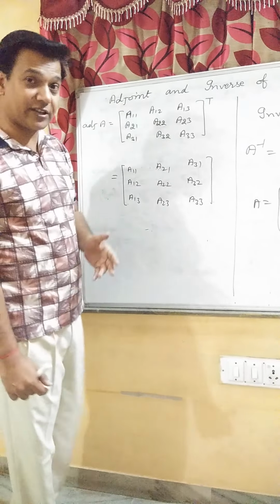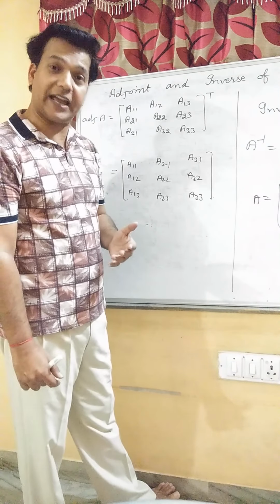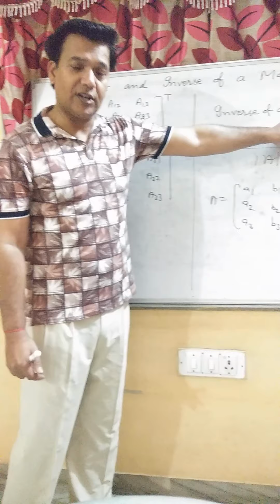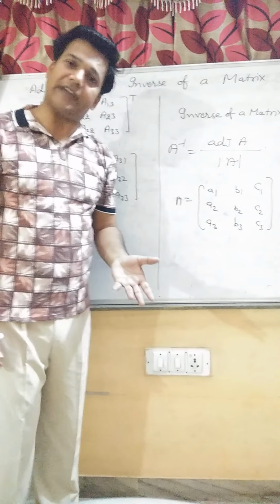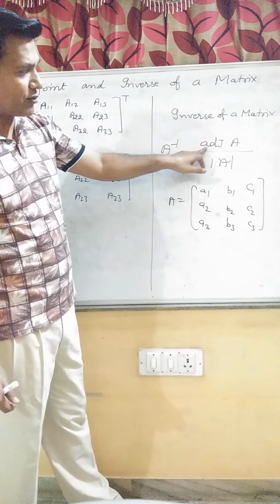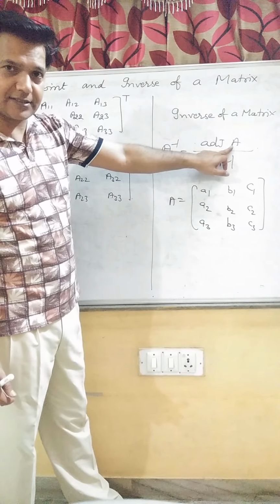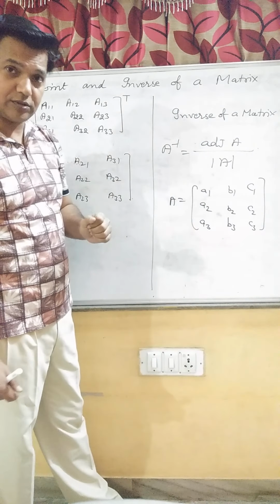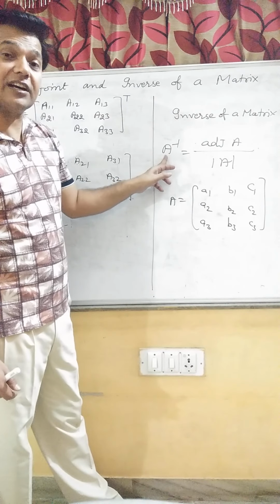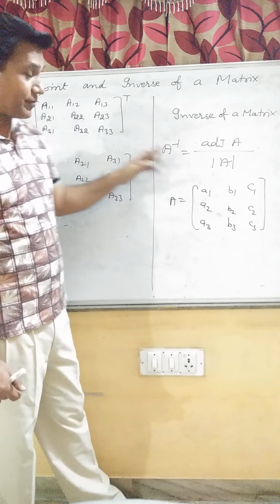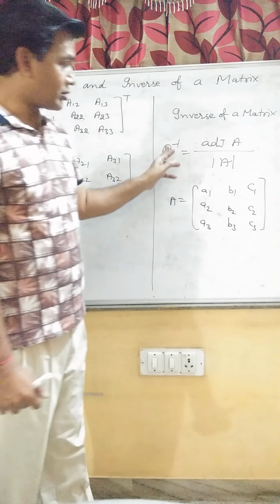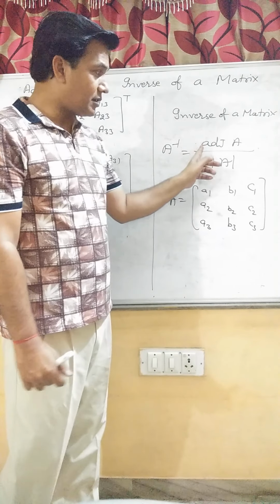So this is the way to find the adjoint of any matrix. Now we are talking about the inverse of a matrix. To evaluate the inverse of any matrix, first we have to find the adjoint of that matrix and then divide by its determinant value. So we will get A inverse. So first the adjoint and then the determinant. So it is A inverse.